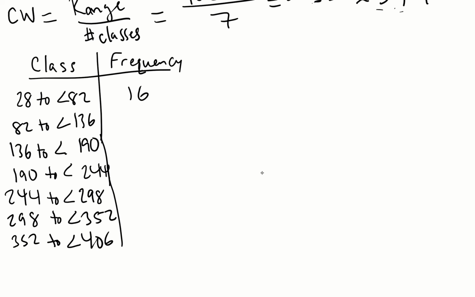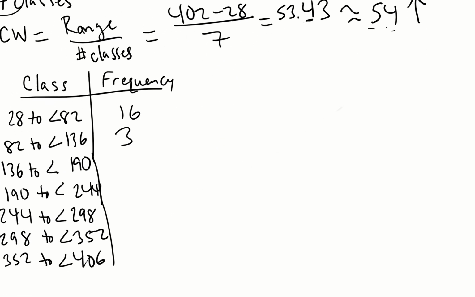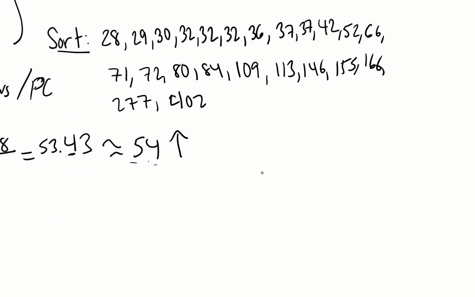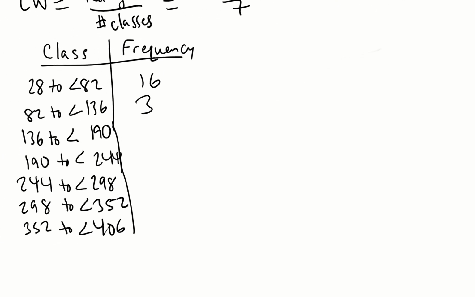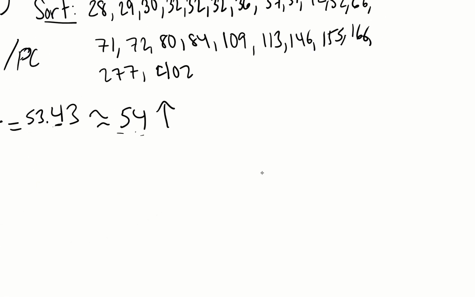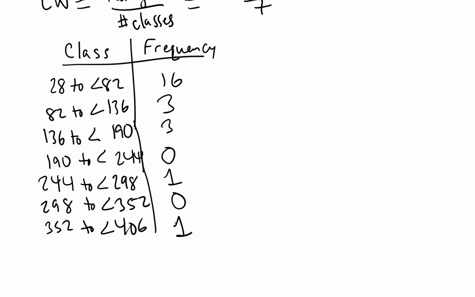And then from 82 to 136 is only 3 numbers. Actually, wait a second. It's got to be 84, 109, 113, and 146. And then for the next one, it's going to be 3 numbers. And then there are no numbers between those two. There's only 1 number there, no numbers here, and 1 number for the last one, which is 402. All right, so those are the numbers that belong in each interval, okay?